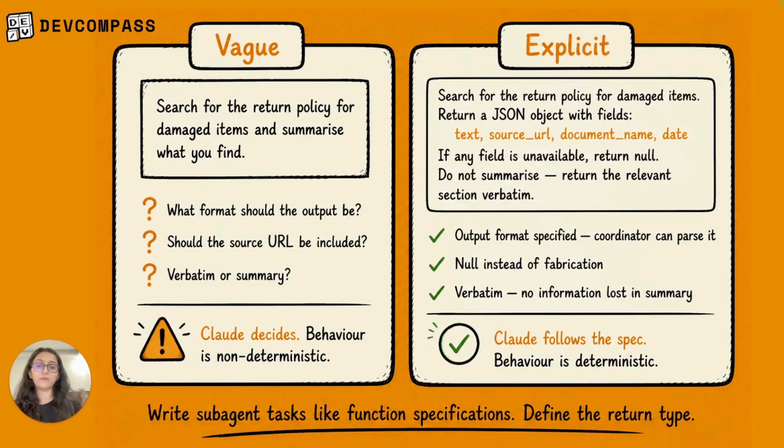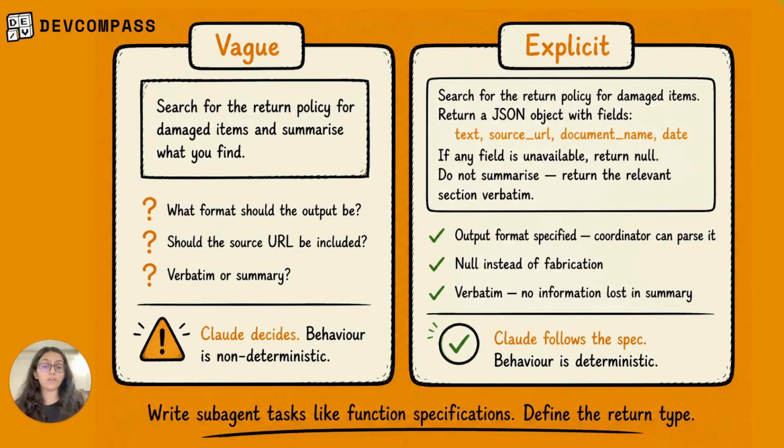But on the right side, which is an explicit task, same objective but with 3 very clear additions. First, a required output format: a JSON object with specific named fields, text, source URL, document name, date. Second, an explicit instruction that if any field is not available, return null, not a narrative explanation, not a blank, null. Third, an instruction not to summarize or paraphrase the policy text. Return the relevant section verbatim.